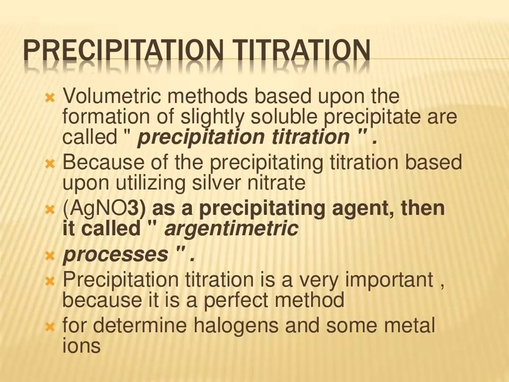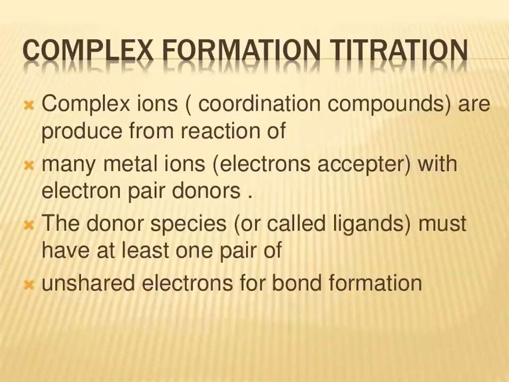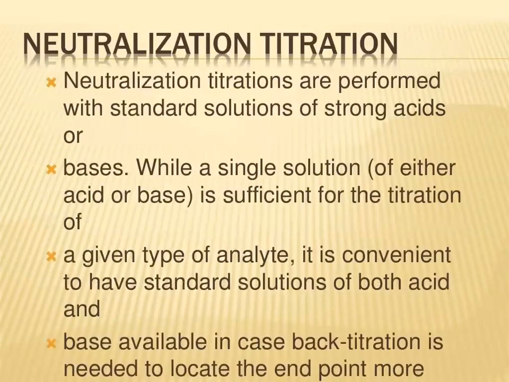Now the precipitation titration is very important because it's a perfect method to determine halogens and some metal ions. And then complexometric titration. Complex ions are produced from the reaction of metal ions, which are electron acceptors, with electron pair donors. The donor species we call ligands. They must have at least one pair of unshared electrons for bond formation.